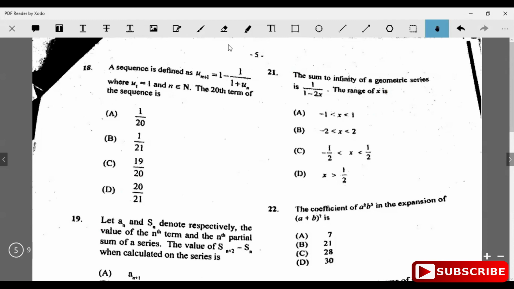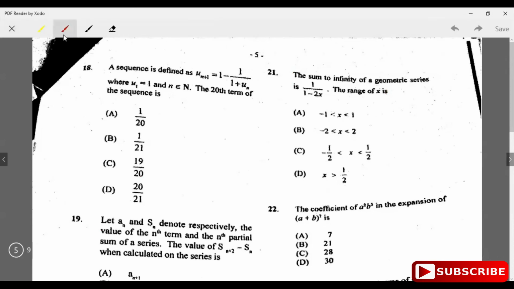Question 18 is another repeat. What's question 18? What did they get again? 1 over 21? I'm not sure. Now let's see. When u1 was 1, we get 1 minus a half. 1 minus a half is a half. Yes, it's 1 over 21.